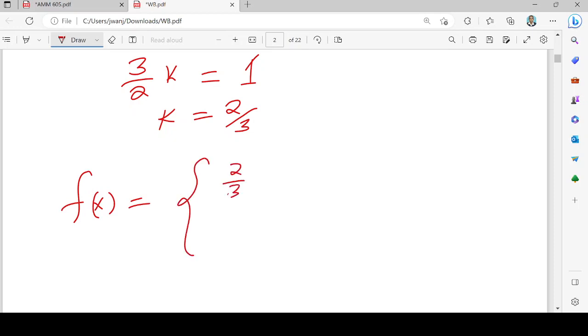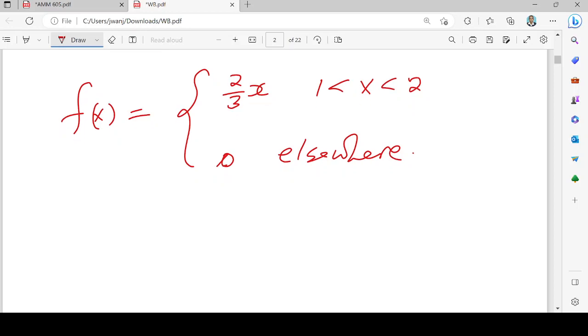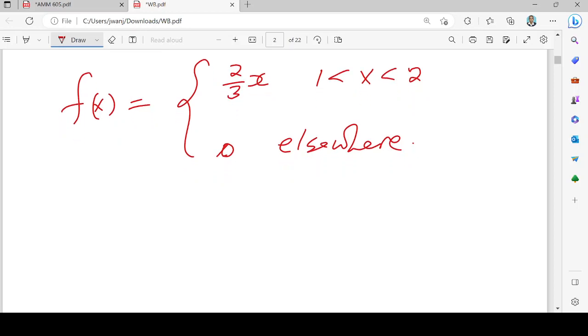2 over 3 x for x between 1 and 2, and the function is 0 at all other points. The function is 0 at every other point, but between 1 and 2, the function is given by 2 over 3 x.